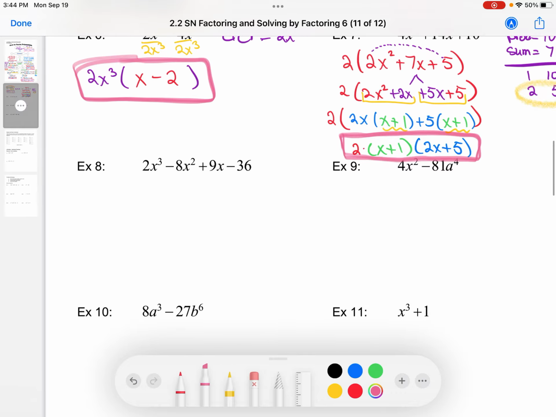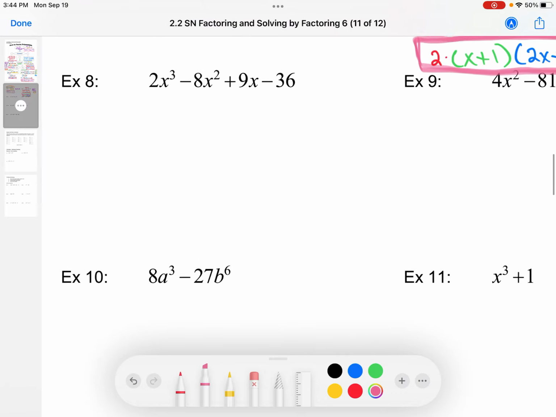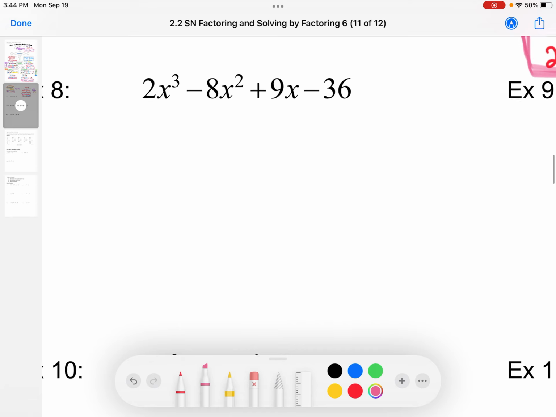Now, let's look at number 8. First thing we want to look for is a greatest common factor. There's not one. All those numbers are even except that 9, so there's not going to be a greatest common factor there. So we have 4 terms. Method for 4 terms is to group and factor out the greatest common factor.